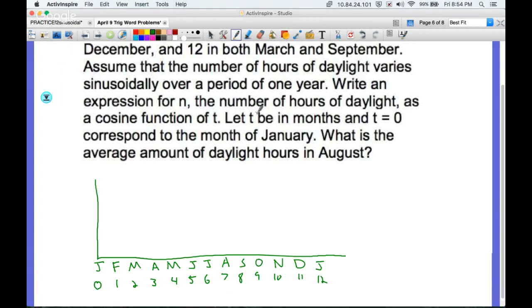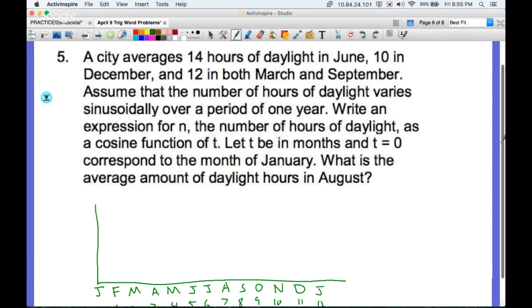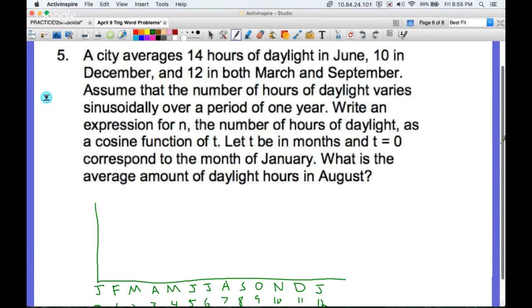All right. So it gives us some points. 14 hours of daylight in June. So June, that's right here. We're up at 14. 10 in December, so in December, we're right here at 10. And in March and September, we're right at 12.